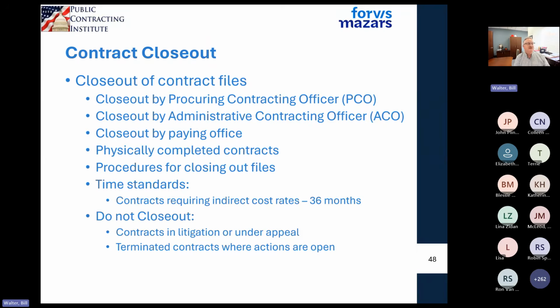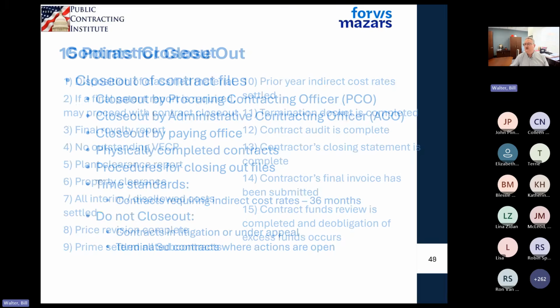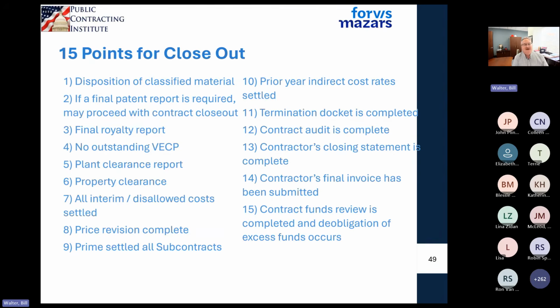If it's a cost type contract, the time standard on this is 36 months. And so the regulation says, okay, if you have a cost type contract, it's going to take some time because you have to get the incurred cost proposal in. Funding has to be realigned. If you have property, you have to close out the property. If you have inventions, you have to get all of these things closed out. So here's a 15-part checklist that identifies the 15 things that have to be documented before you can close out a cost reimbursement type contract.